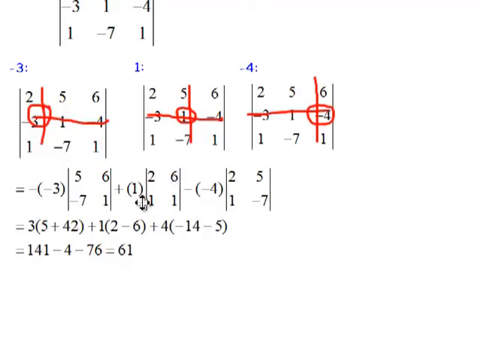2 times 1 is 2 minus 6, so it's a negative 4, times a 1 is a negative 4. 2 times negative 7 is a negative 14 minus a 5, so it'll be negative 19, times a positive 4, so it'll be negative 76. So 144 minus 4 minus 76 is 61.